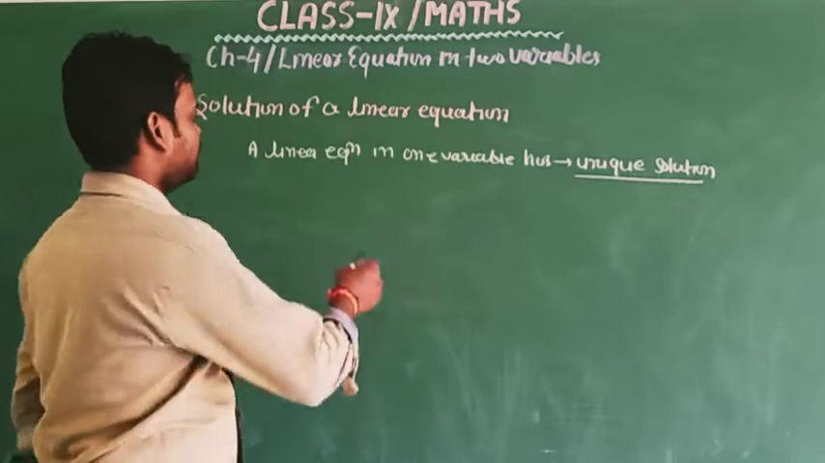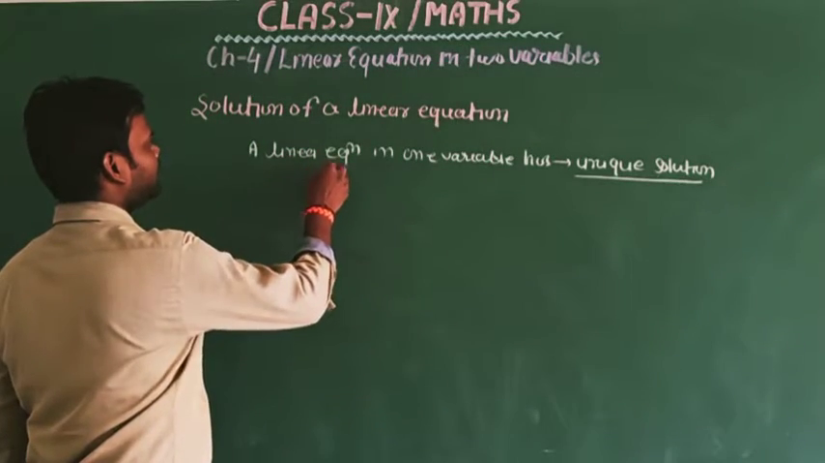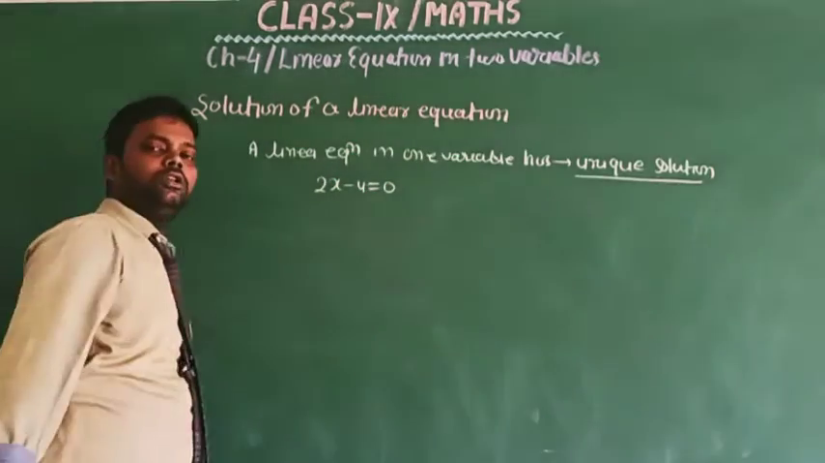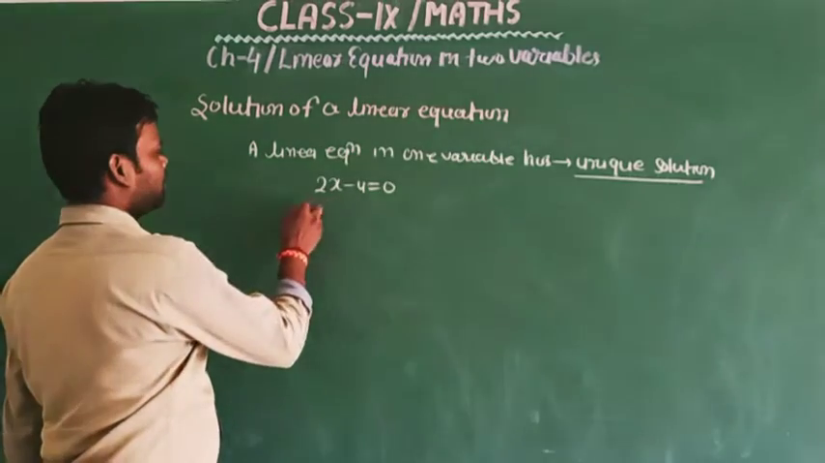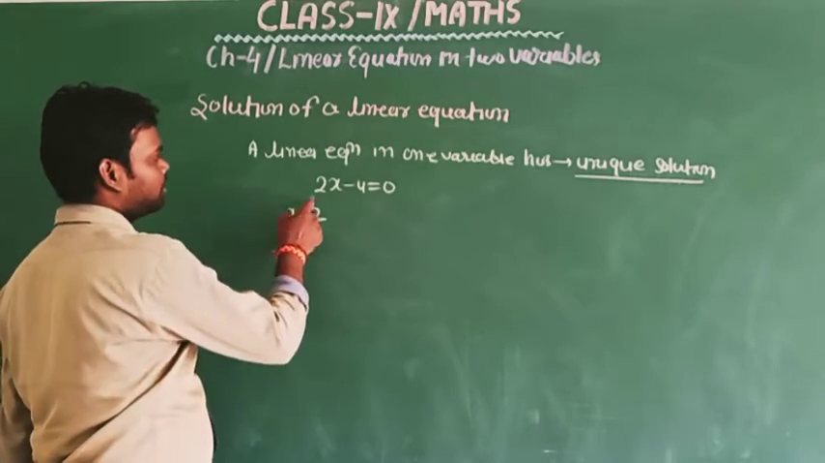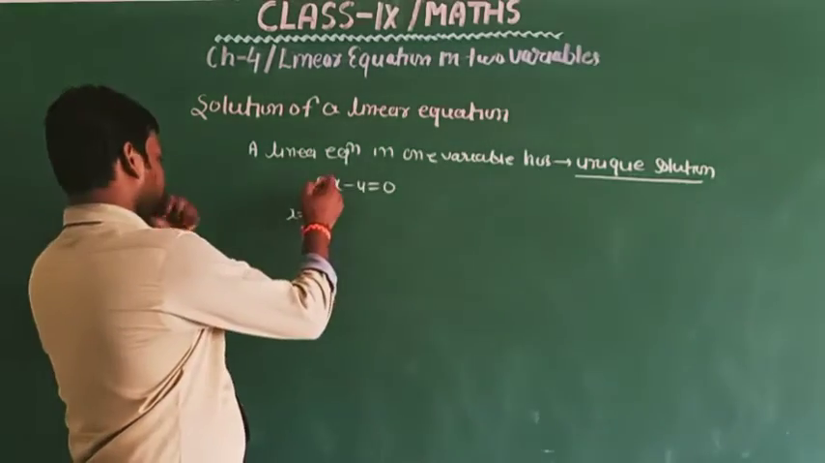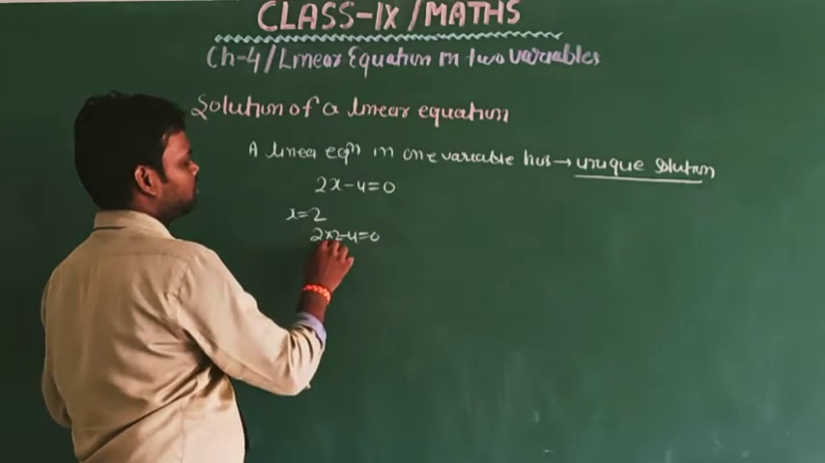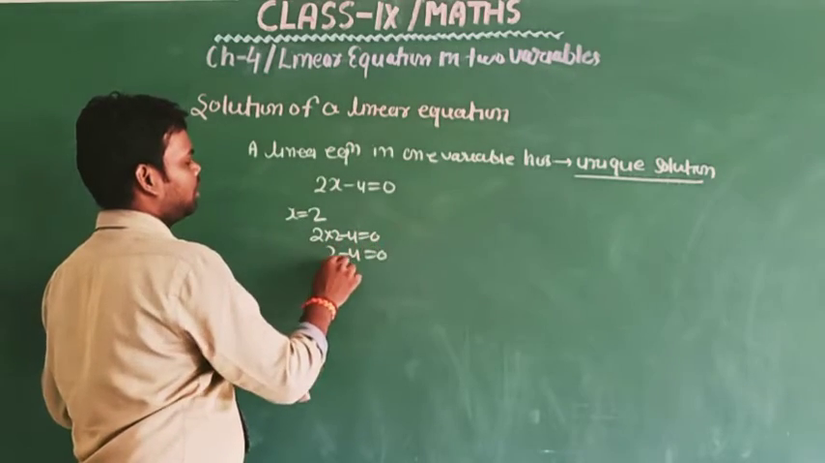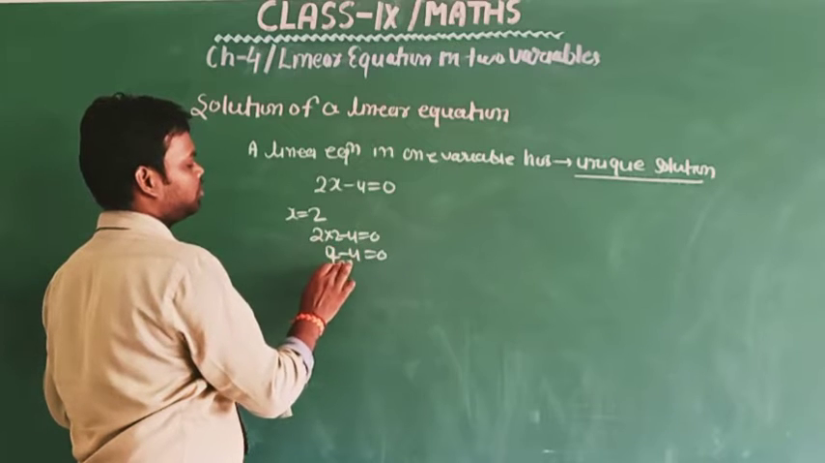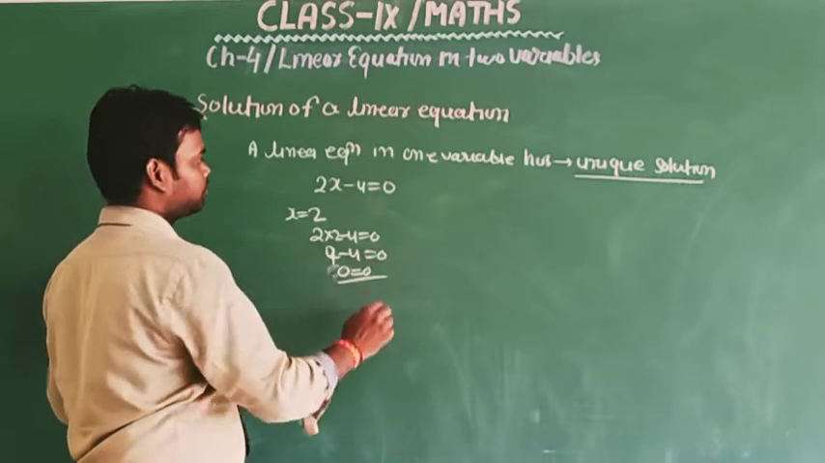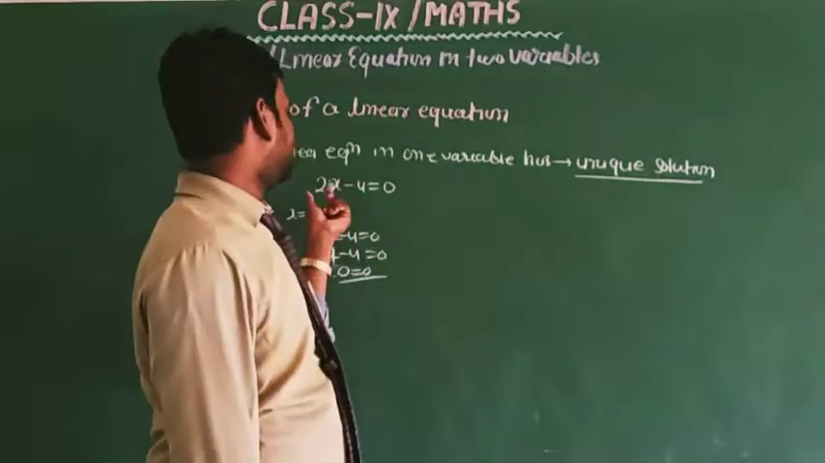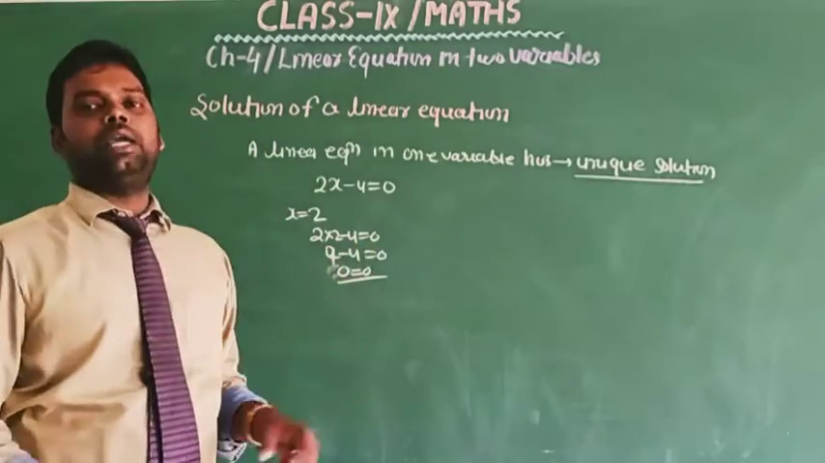For example, take a linear equation in one variable, 2x minus 4 equal to 0. Here only one value of x works, which is 2. Putting it in, 2 into 2 minus 4 equal to 0, that is 4 minus 4 equal to 0, so 0 equal to 0. So unique solution means only one value satisfies the equation.